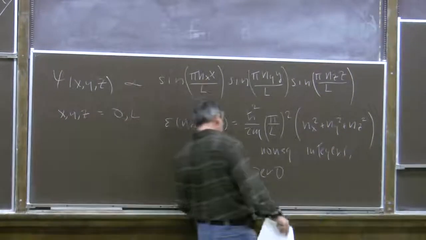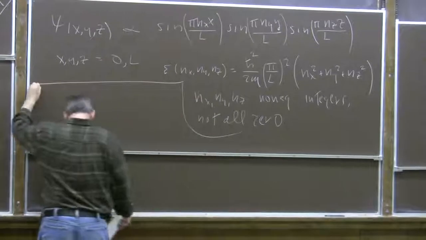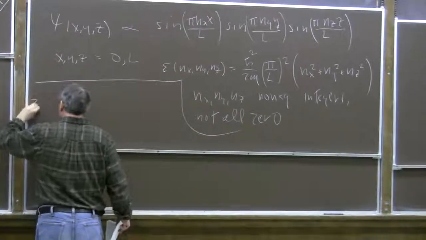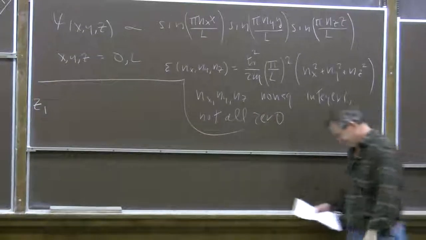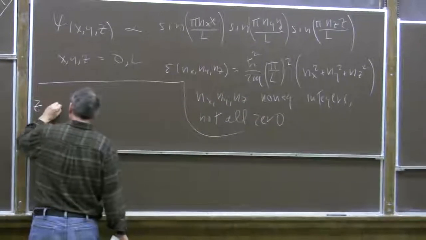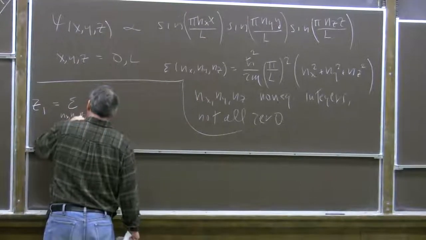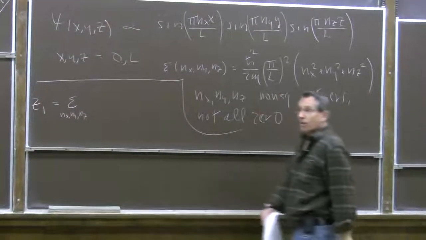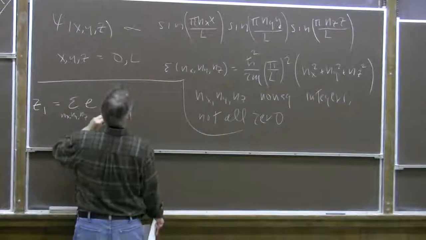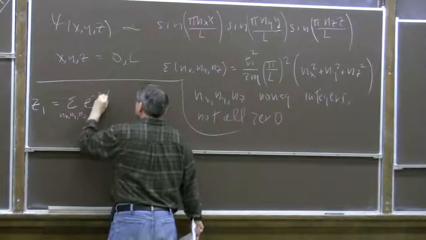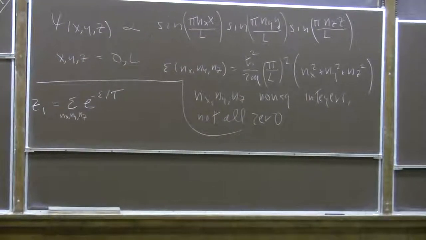We can evaluate the partition function. I'll write Z sub 1 just to remind us that we're talking about the case of one particle. So we sum over the integers n_x, n_y, and n_z. We can use those integers to label all the states. e to the minus epsilon over tau, where epsilon is this function of n_x, n_y, and n_z.